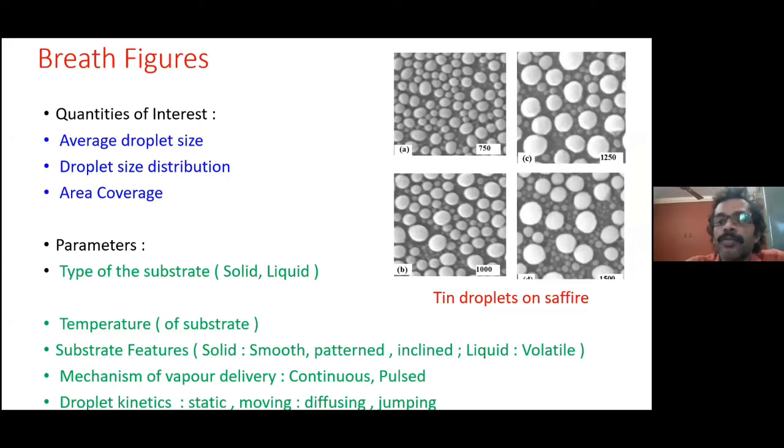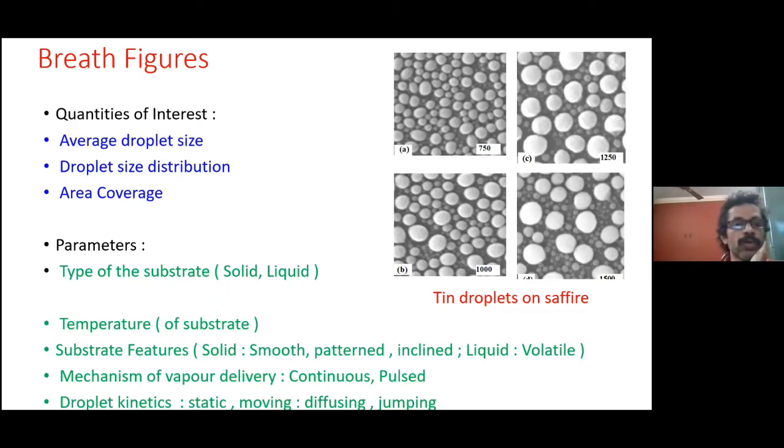Here is a picture on the right hand side. This is molten tin droplets condensed on sapphire Al2O3. The quantity of interest for this analysis of patterns is the average droplet size. Initially, all droplets, when they are nucleated, are of the same size. Then when they coalesce or grow because of direct condensation of vapor plus coalescence, there are many sizes of droplets. Then droplets have a distribution.